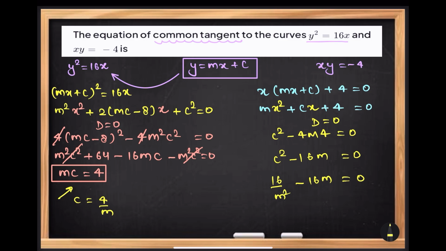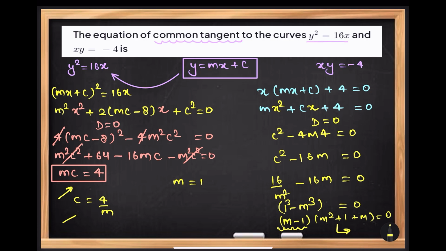So we will have 1 - m³. If we multiply both sides by m² and divide both sides by 16, we get m³ - 1. So you can apply the a³ - b³ formula: (a - b)(a² + b² + ab) = 0. You know that from here you won't get any real root from the quadratic factor. So we got m = 1.